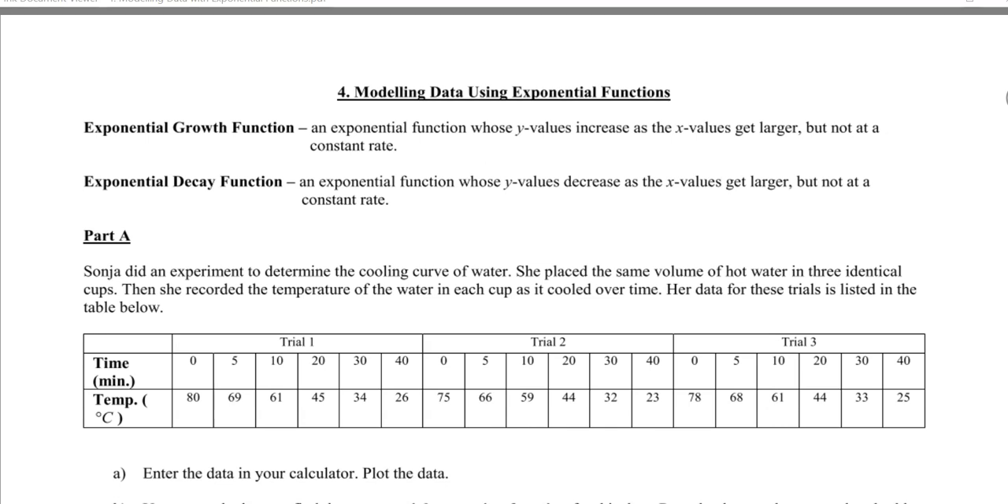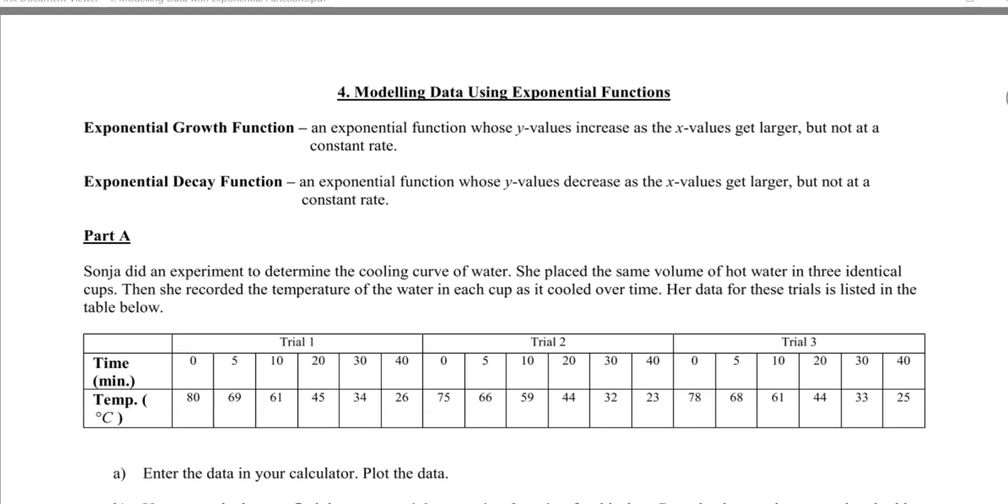Okay, so number 4, modeling data using exponential functions. So we've got exponential growth functions whose y values increase as the x value gets larger, but not at a constant rate. Okay, so constant rate would be linear, right? If we were adding 2 each time or something, that would be linear. And we've got exponential decay functions, like we saw with the half-life question from yesterday.